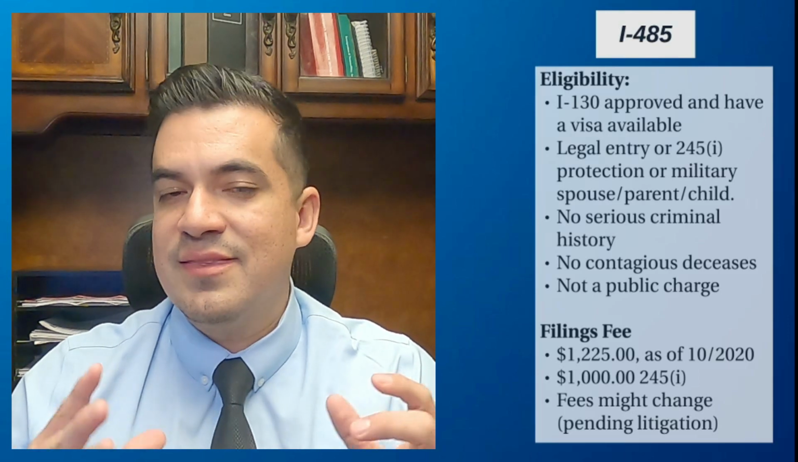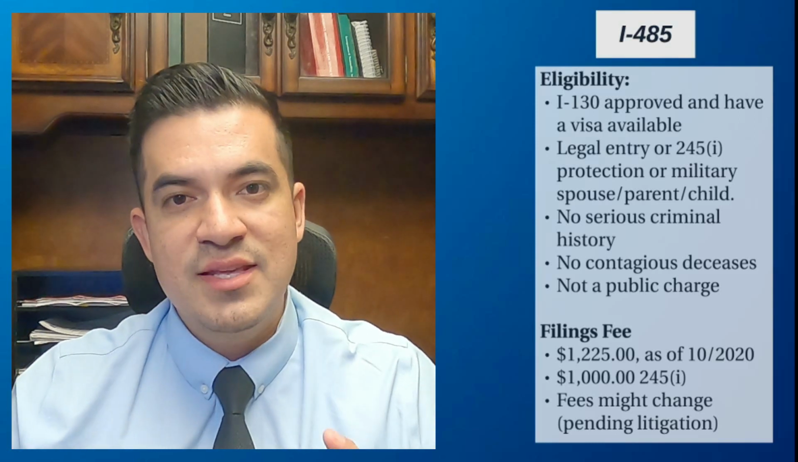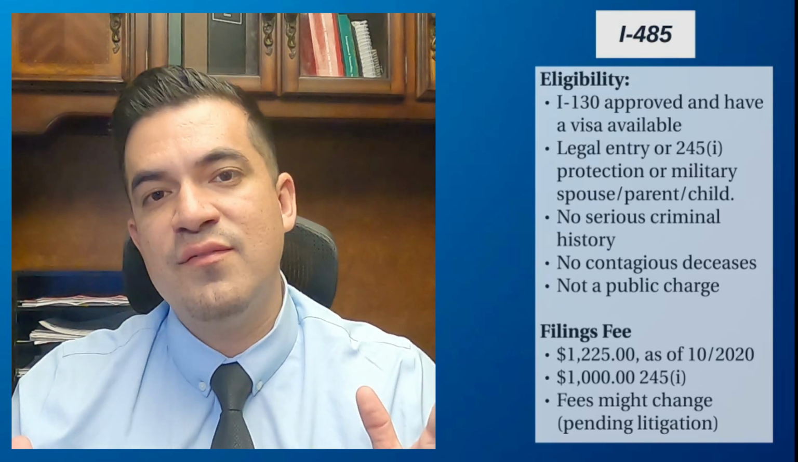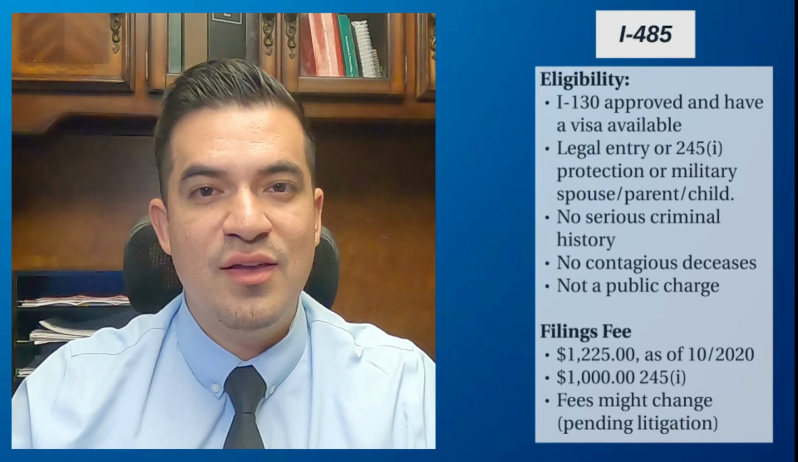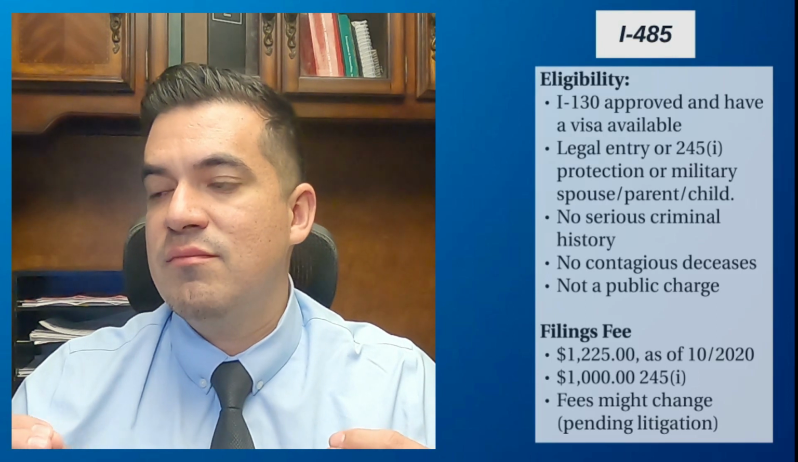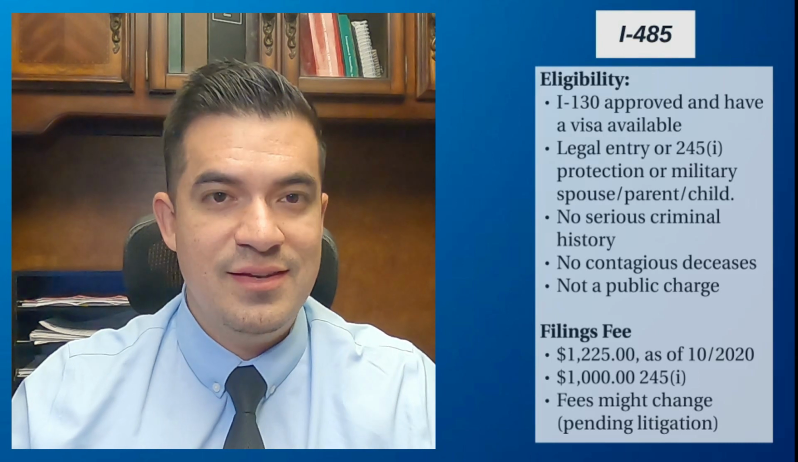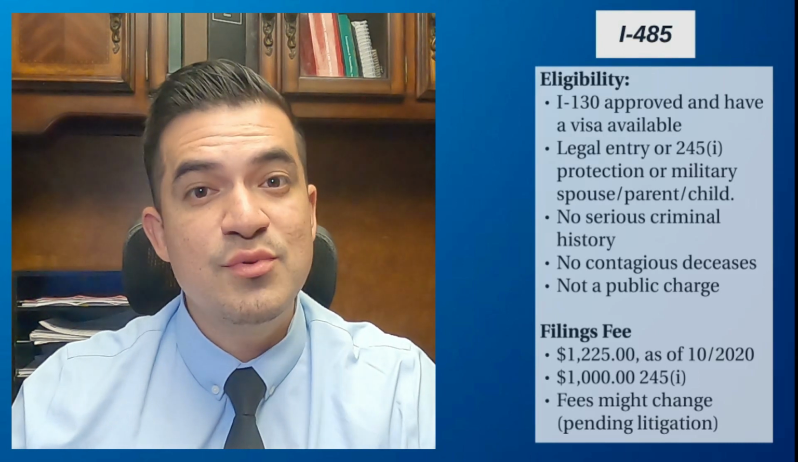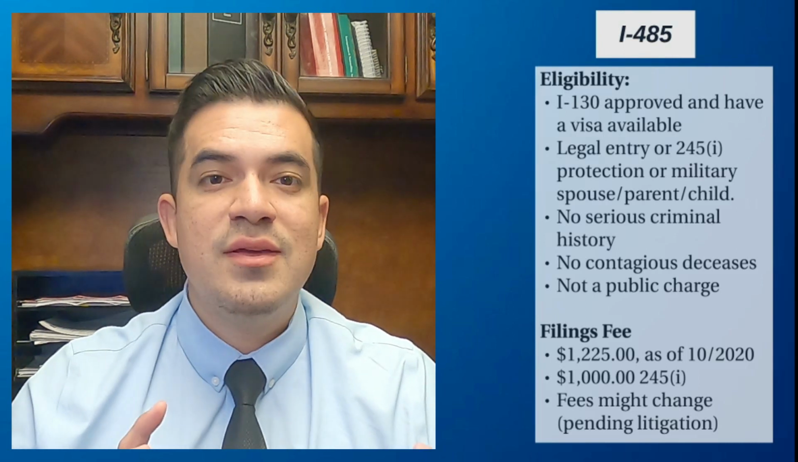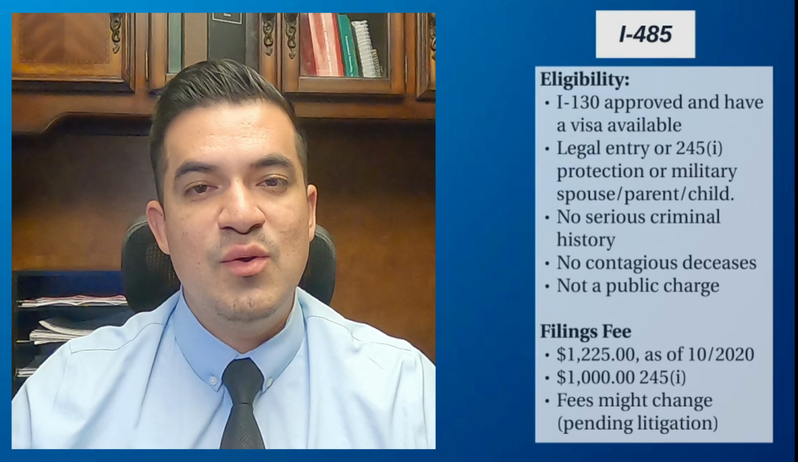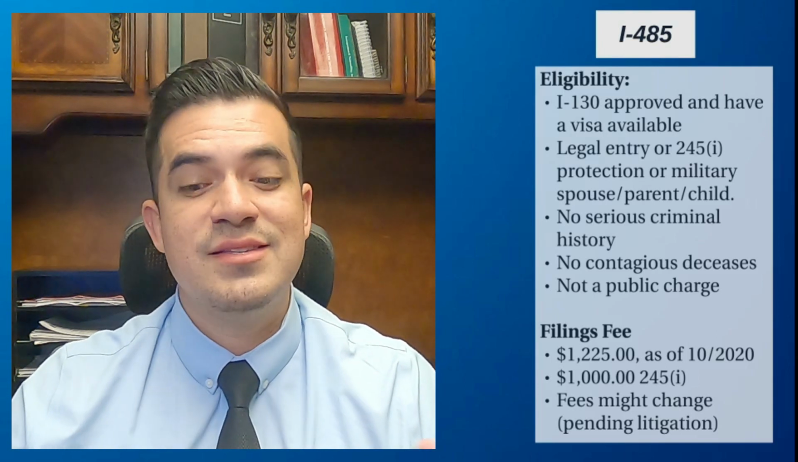The filing fees, again, same thing. Right now, with the higher court putting a stop on the fee increase, the filing fee is $1,225. However, that can change depending on the outcome of the case. If you have to pay the penalty under 245(i), that's when you entered illegally into the country, but you have an old application protecting you, then you have to pay a $1,000 penalty. Also, if you have a military spouse or child and you entered illegally, then you also may qualify for this, but there's still an additional step that one has to take.